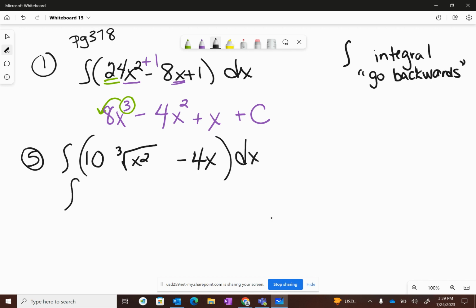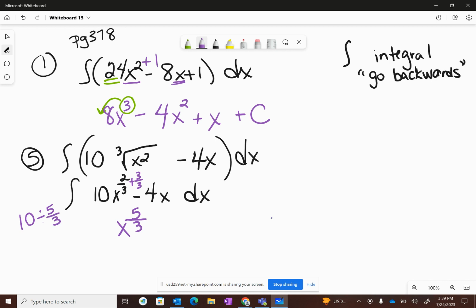So I'm just going to rewrite this. 10 x to the 2/3 minus 4x dx. So we're working backwards. We're going to add 1 to this. Since it's a fraction, I'm going to make it a 3/3. And then I have to think about 5/3 times what equals 10. So really what I'm doing is taking 10 divided by 5/3. So 10/1 times 3/5 is going to be 6.